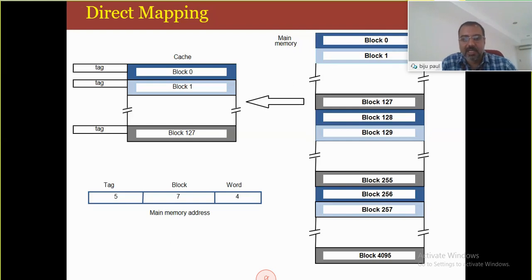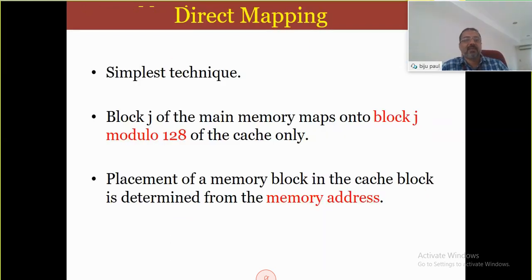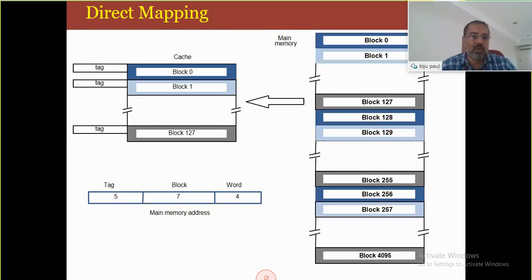Hope it's clear. Now if you go back to this slide, first, it is a simple technique. Second sentence, block J of the main memory maps into block J modulo 128 of the cache memory. Hope it's crystal clear for you. Block 0 goes to block 0. Block 127 from main goes to block 127 of the cache. Cache finished. But block 128 goes to block 0. Hope it's clear.